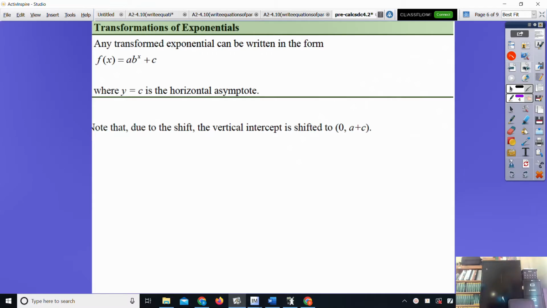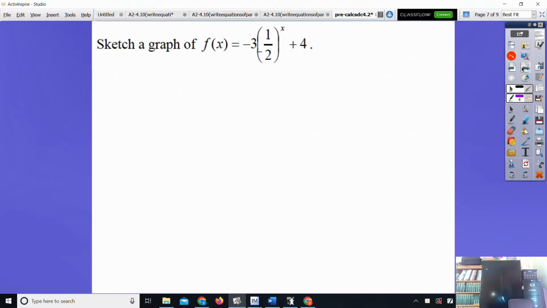Transformations of exponentials. The little theorem here is that any transformed exponential can be written as a b to the x plus the constant, where y equals c is the horizontal asymptote. And because of the shift, the vertical intercept is shifted as well. Now it's 0, a plus c. It was 0, a, but because of the shift, it's a plus c. That's the theorem. I guess we're supposed to graph something with transformations.